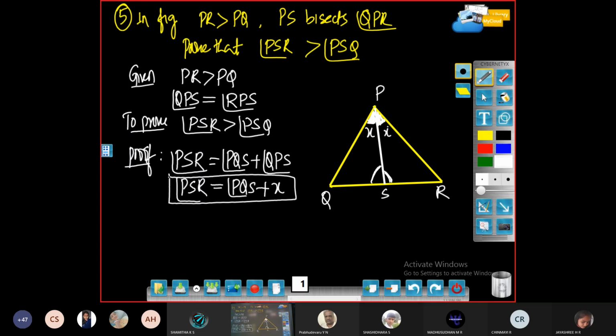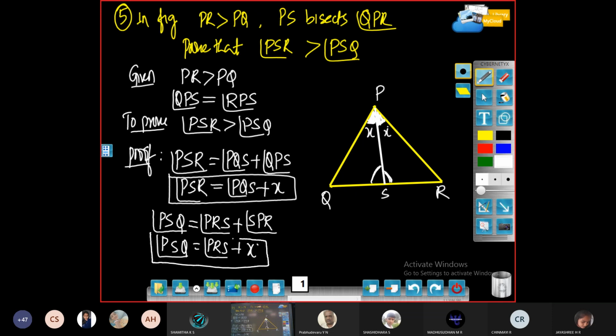Then the same way, what you can write for PSQ? PSQ can be written as angle SPR plus angle PRS. So here again, PSQ can be written as PRS plus X. So you can call this as 1 and 2.